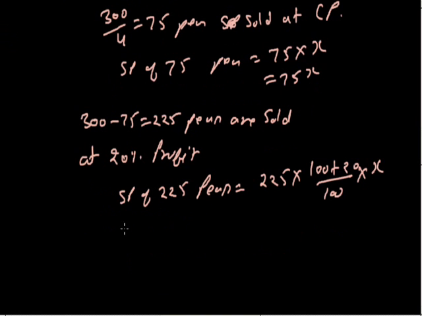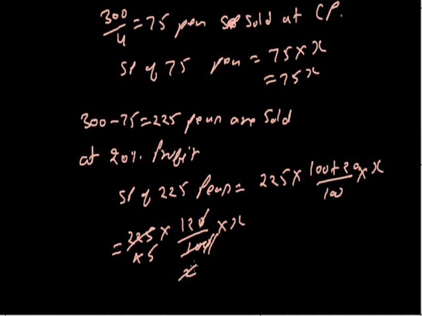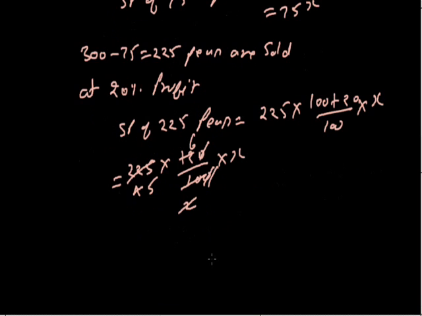Now which is going to be 225 into 120 by 100 into x. Zeros cancel. Now we cancel by 5, which comes to be 45, and 2 comes to 6. Now 45 into 6 we get 270x.